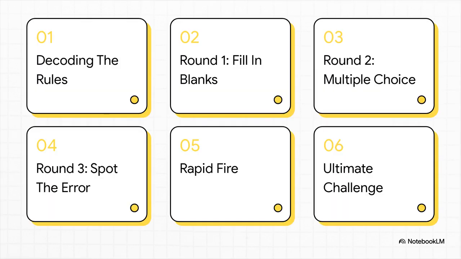Here is our roadmap for today's masterclass gauntlet. We'll quickly decode the conditional rules. Then we're jumping straight into 3 interactive rounds: fill in the blanks, multiple choice, and spot the error. After that, a rapid-fire round to test your reflexes, finishing up with the ultimate conditional challenge.